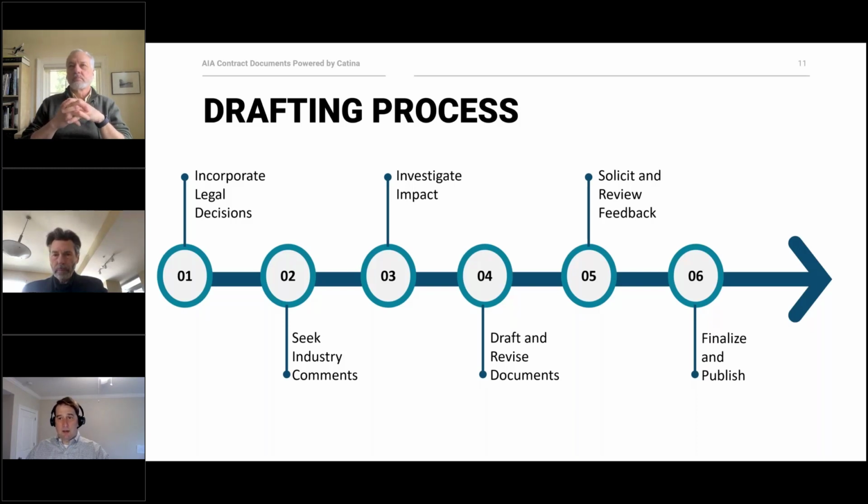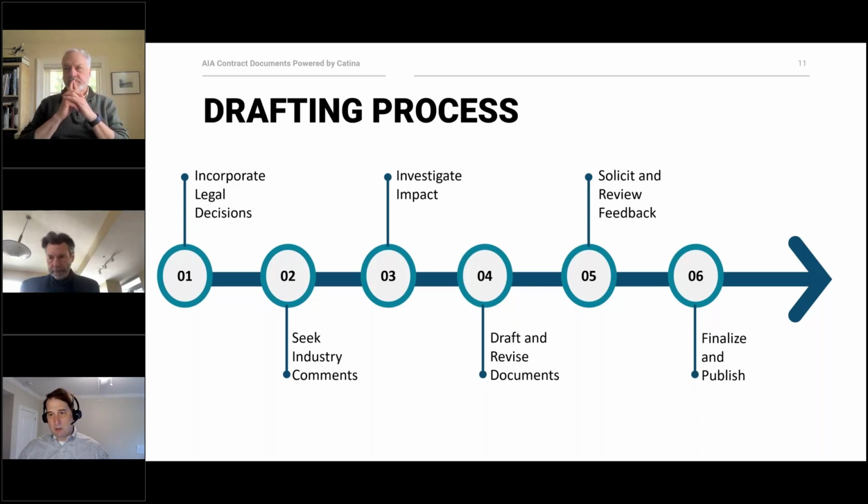Our drafting process is detailed, we'll call it. We update the A201, the general conditions document, every 10 years, like most of our documents, but that's our flagship general conditions. And the drafting process for that will take approximately 3 years from beginning to end. And the process is always the same for all of our documents.